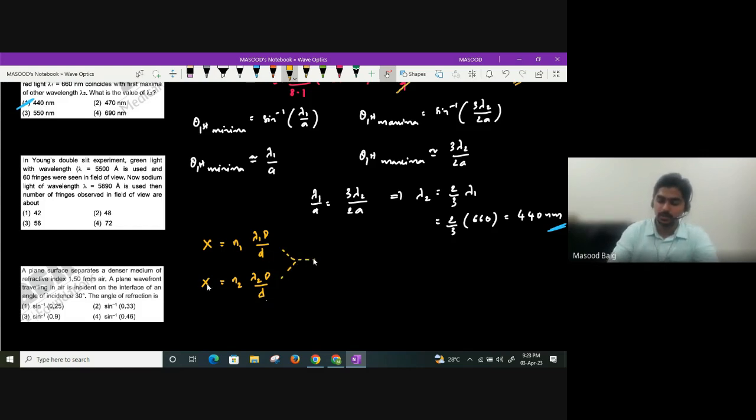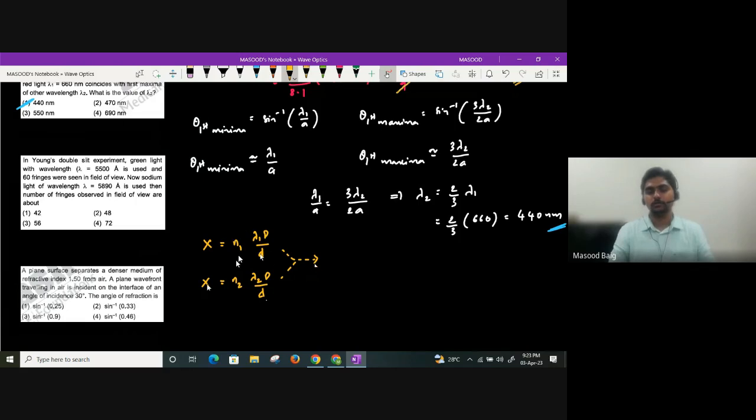Did you understand how I have written this, guys? There is some region they have given. If I use the first wavelength, there are 60 fringes formed. In the same region, if I am using some other wavelength, how many fringes are formed? They are asking. So can I write this? Did you understand this, everyone? If I'm using lambda 1 wavelength, I'm assuming n1 fringes are formed. Width of each fringe is lambda capital D by small d.